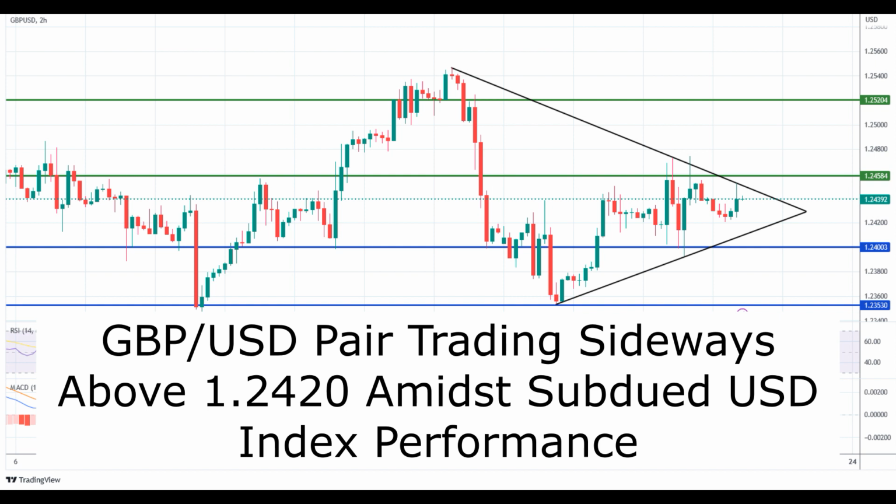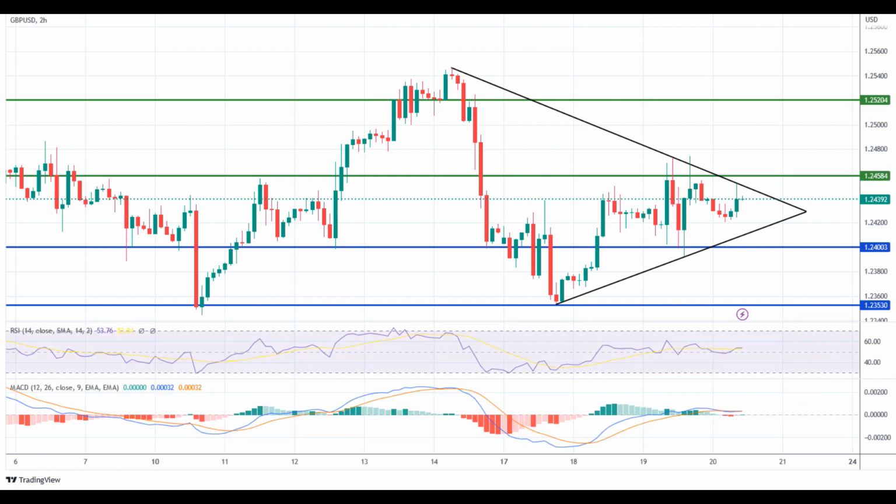In the Asian session, the British pound US dollar pair is showing back and forth movement above 1.2420 as the US dollar index struggles to find direction. Despite the absence of a potential trigger, a significant volatility contraction in the USD index is anticipated to lead to explosive moves in the future.